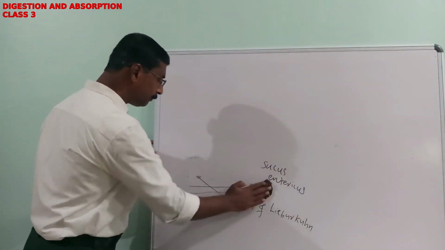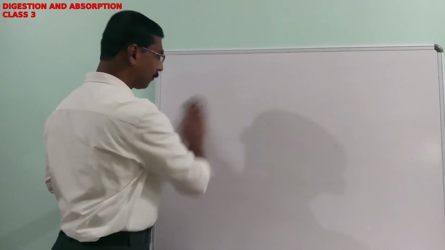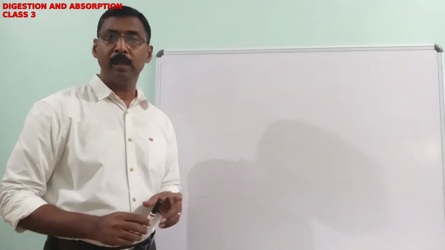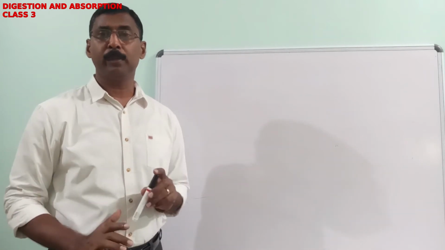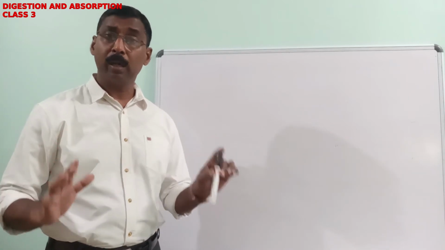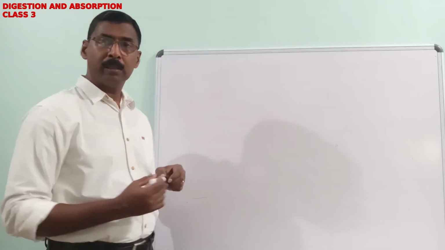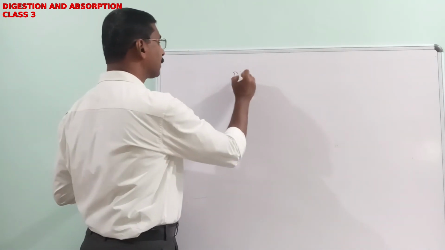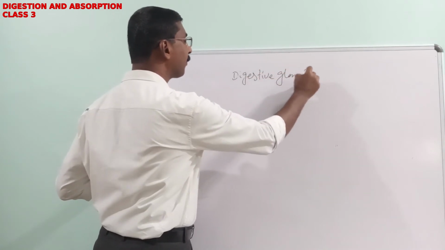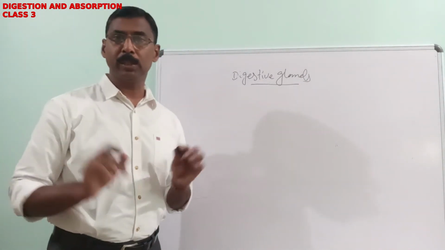Okay, now let us see the second part of the digestive system. Already we have seen that the digestive system is made up of alimentary canal and digestive glands. We have studied about the alimentary canal, and now let us see what are the digestive glands. So we have 3 digestive glands.